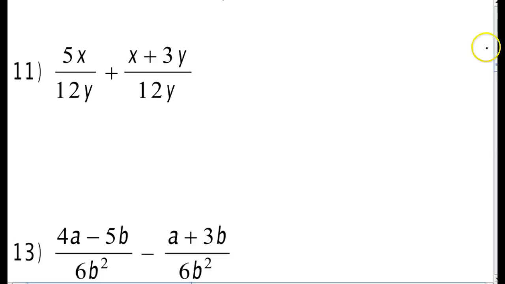Let's try 11. Give it a shot. This time, hopefully if you didn't have the full answer last time, make sure you go all the way through. Don't stop after you simplify one time, but go all the way, if possible.